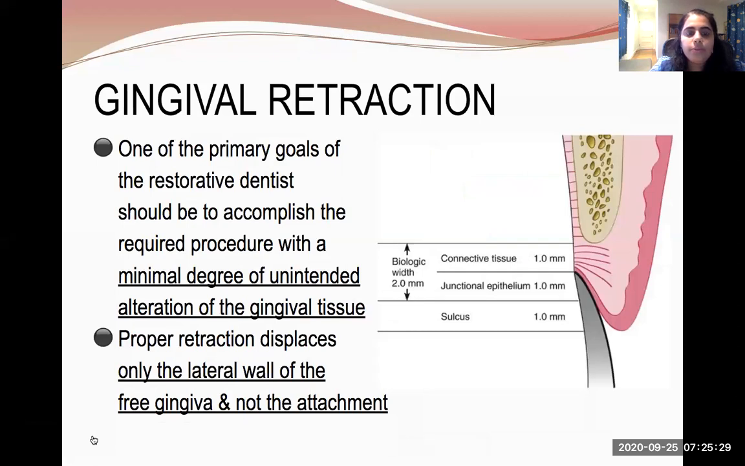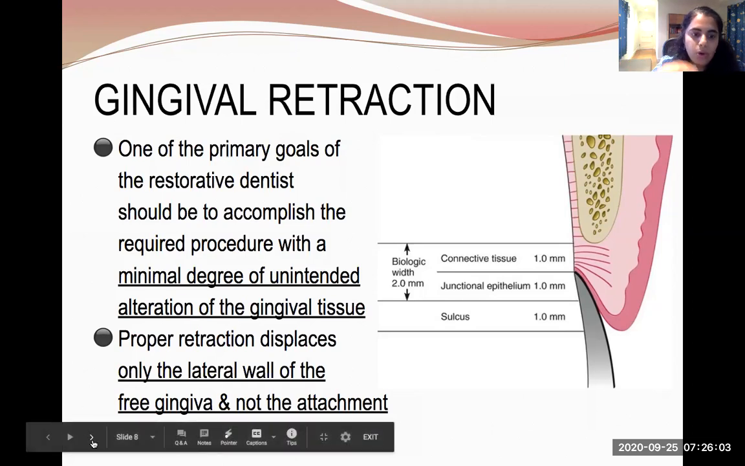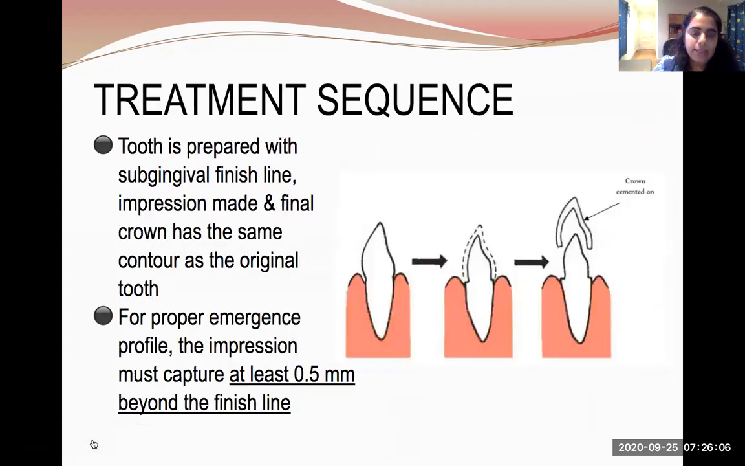What are the goals of gingival retraction? And basically it's something that we want to attain to make the impression, but we don't want to create a permanent damage to the gingiva. So it has to be done with a minimal degree of unintended alteration of the gingival tissue. And the proper retraction, it only displaces the lateral wall of the free gingiva and not the attachment, because we don't want to see recession after we do the cord packing, and we don't want to cause damage. That's the rule number one of doing anything. So we don't want to do any harm.